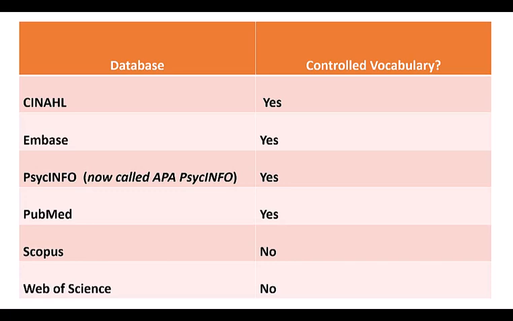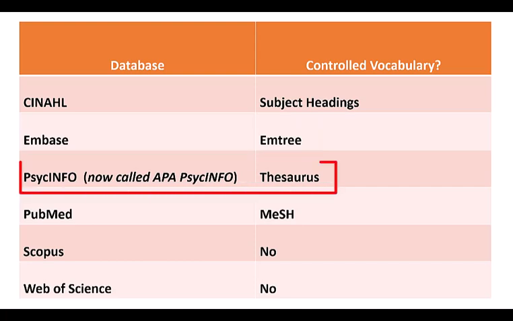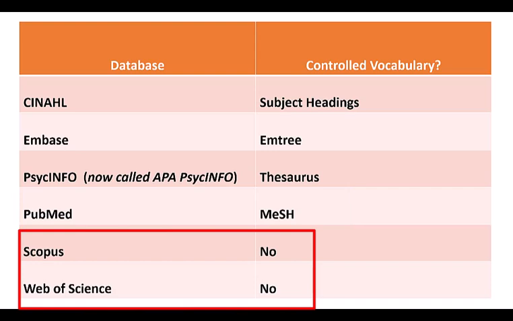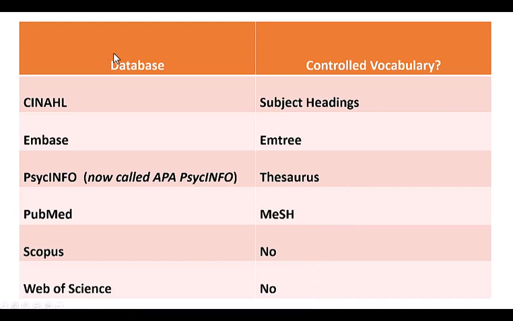Oddly enough, controlled vocabularies across databases are not even called the same thing. It's also worth mentioning that not all databases offer the user a controlled vocabulary. CINAHL gives us subject headings, Embase gives us Emtree, PsycInfo gives us a thesaurus, and PubMed has devised Medical Subject Headings, or MeSH, whereas Scopus and Web of Science do not provide the user with a controlled vocabulary.